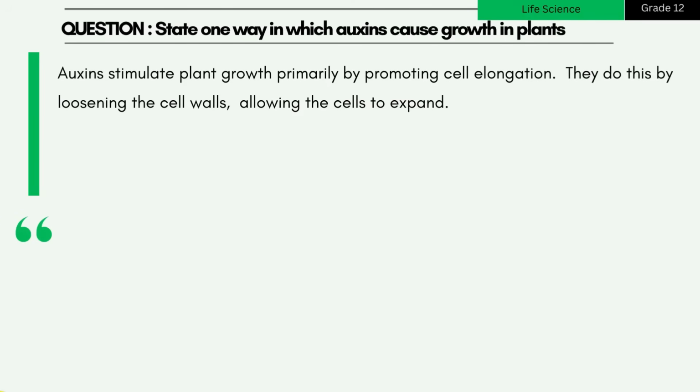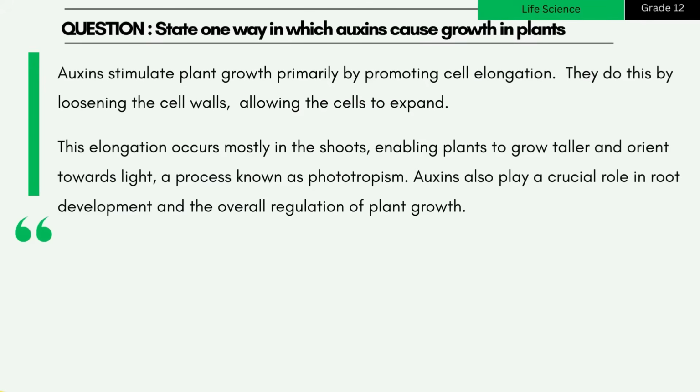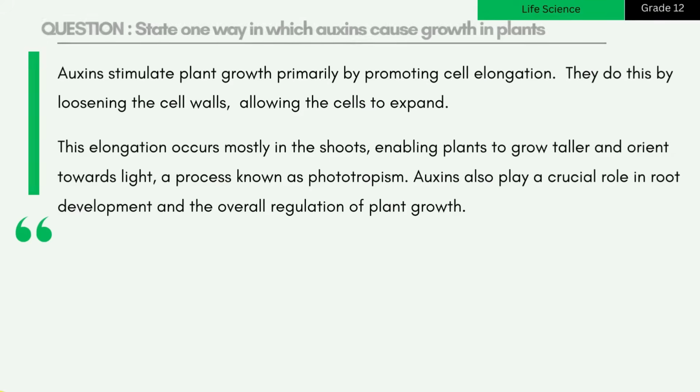Auxins stimulate plant growth primarily by promoting cell elongation. They do this by loosening the cell walls, allowing the cells to expand. This elongation occurs mostly in the shoots, enabling plants to grow taller and orient towards light, a process known as phototropism. Auxins also play a crucial role in root development and the overall regulation of plant growth.